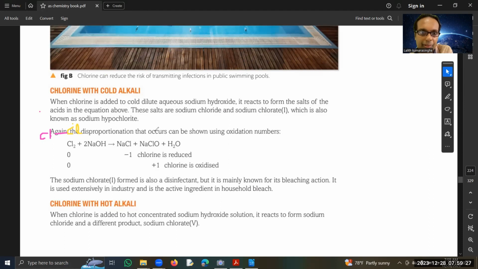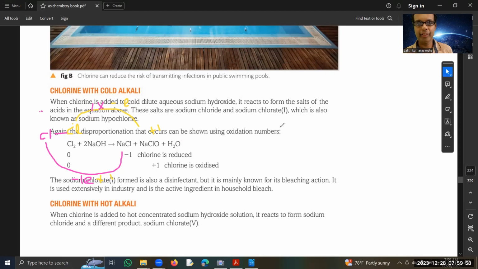Then see what's happening to electron. Now one of them is going to +1. That means it's losing an electron. The other one is going to -1, gaining an electron. Nothing to multiply. This should be multiplied by 1. This should be multiplied by 1. Nothing is there. Then remember, this chlorate 1 and chlorate 5, you have to remember it.